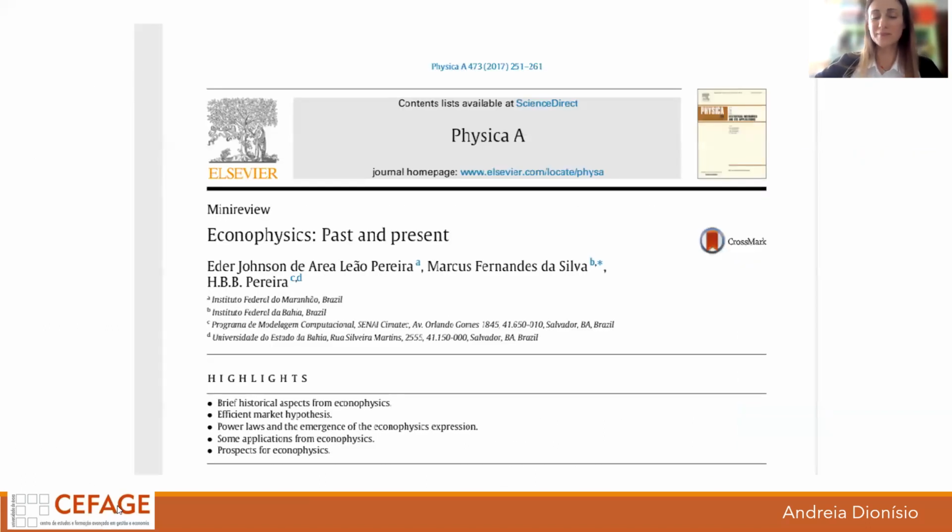I bring you here some examples in terms of papers. This is a very interesting paper about the history of econophysics, past and present. And for the ones who want to better understand, this is a paper from Physica. It's very interesting how they present the growth and the way that people started looking at econophysics, and how this way of looking was changing over time. So right now it is a very conceptual and well-known approach, or even a discipline, but in the beginning it was not.